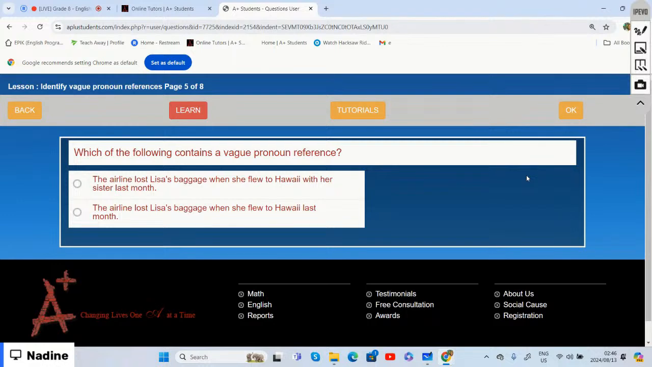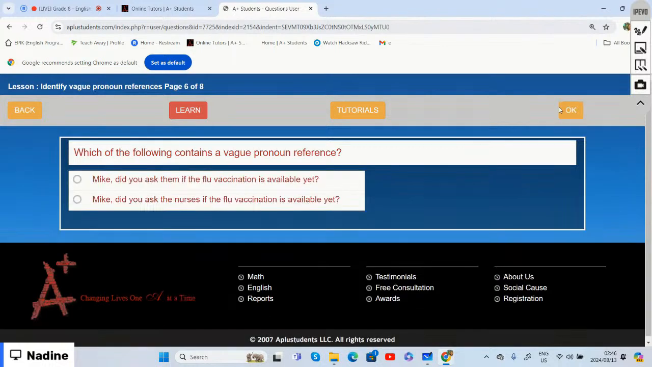So we need to select the vague pronoun reference. Is it option one or option two? And we chose option one. All right, let's do the last one. It says which contains a vague pronoun reference. Mike, did you ask them if the flu vaccination is available yet? Or option two, did you ask the nurses if the flu vaccination is available yet?